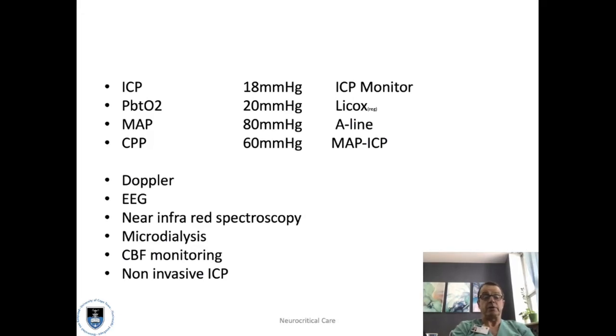Near-infrared spectroscopy has been used. It's not thought to be as accurate. Microdialysis is essentially experimental and does many more things than just measuring substrates in head injuries, but at the moment it's still experimental. There are other ways of measuring cerebral blood flow, and there's non-invasive intracranial pressure monitoring, none of which at this stage are as accurate as doing intracranial pressure monitoring.